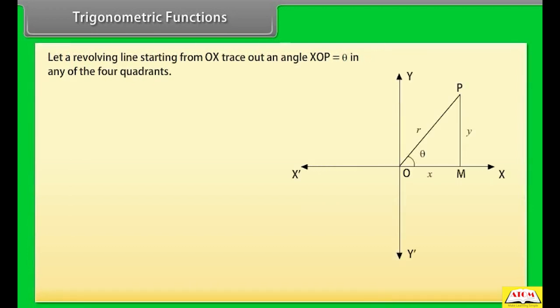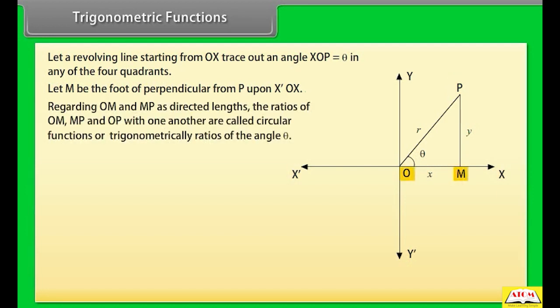Trigonometric functions. Let a revolving line starting from OX trace out an angle XOP equal to theta in any of the four quadrants. Let M be the foot of the perpendicular from P upon X'OX. Regarding OM and MP as directed lengths, the ratios of OM, MP and OP with one another are called circular functions or trigonometric ratios of the angle theta.